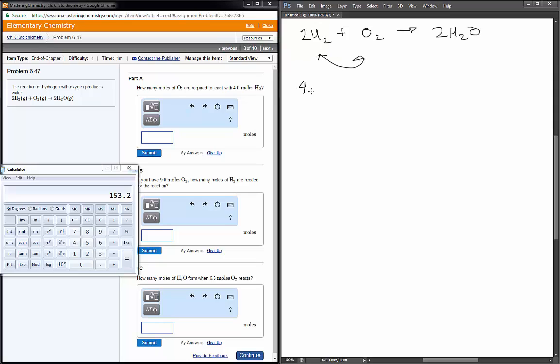And if I have 4 moles of H2, we know that 2 moles of H2 reacts with 1 mole of O2, so I'm going to put the 2 moles of H2 on the bottom and the 1 mole of O2 on the top so that my moles of H2 will cancel. That tells me 4 times 1 divided by 2 should give me 2 moles of O2 that will also react.